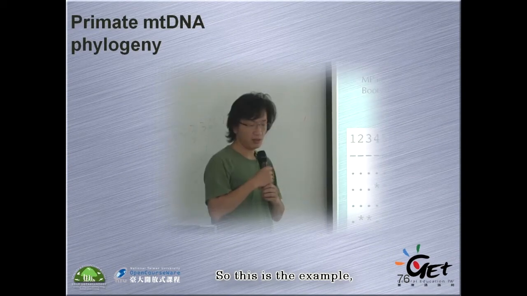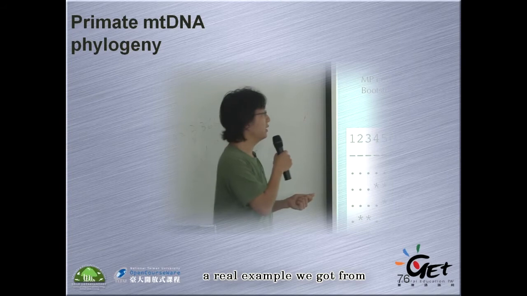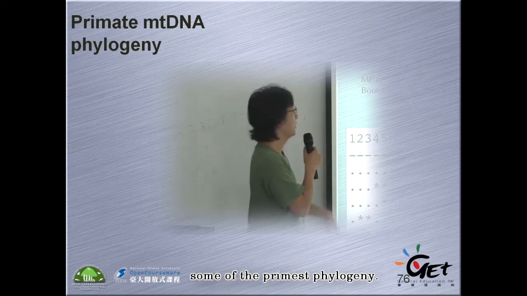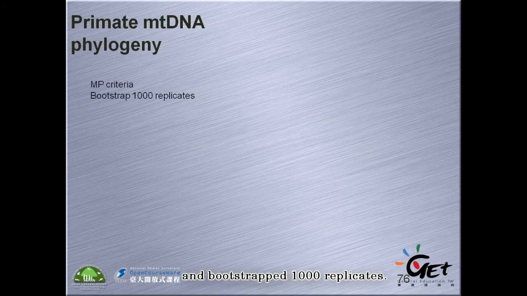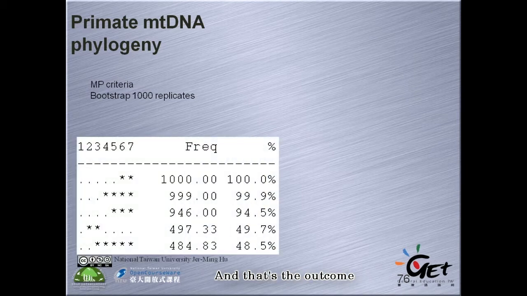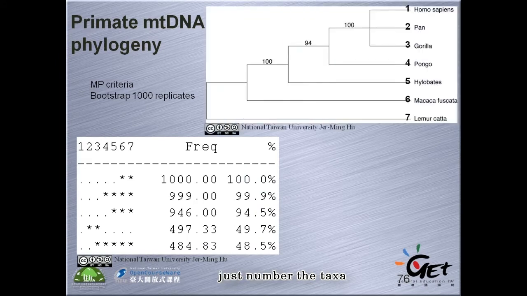So this is a real example we got, from some primate phylogeny. And this is based on the maximum parsimony criterion and bootstrap with 1,000 replicates. Then that's the outcome table you can get. And here, this is how you read the output. For the taxa, we just number the taxa, 1 to 7. And here you will see 1 to 7, that's the taxa order. And then that's the frequency we got from the bootstrap analysis.